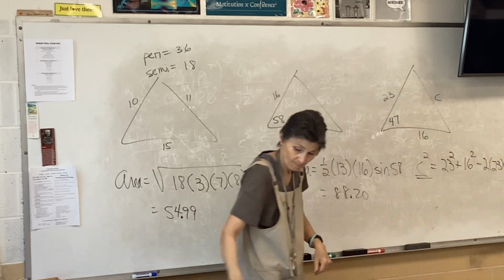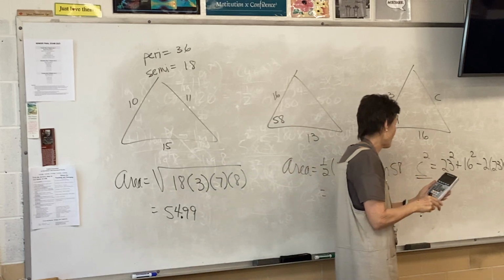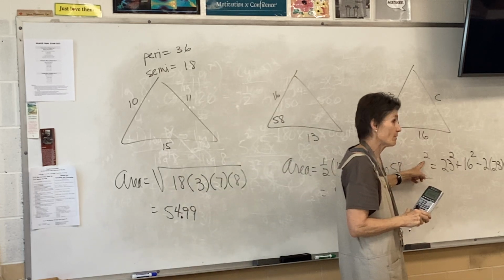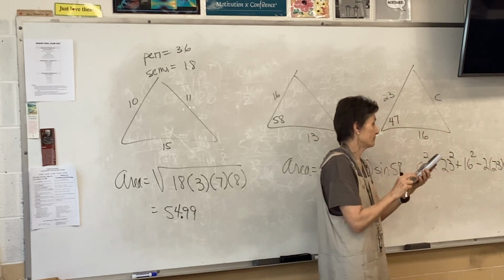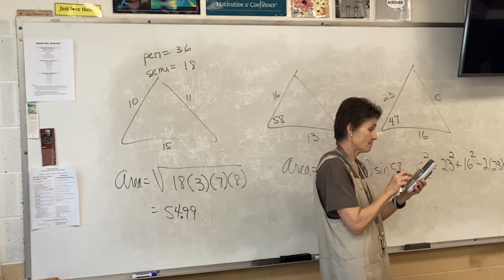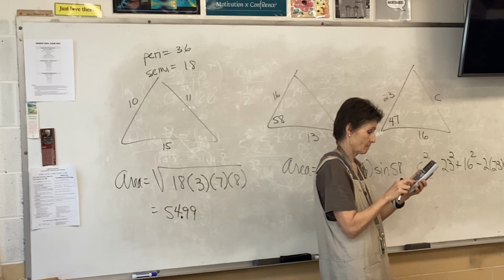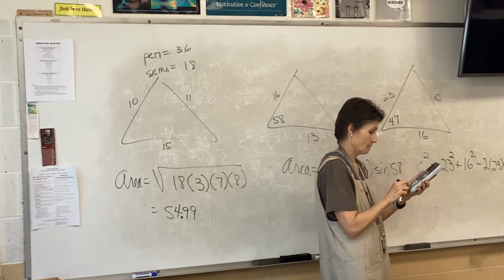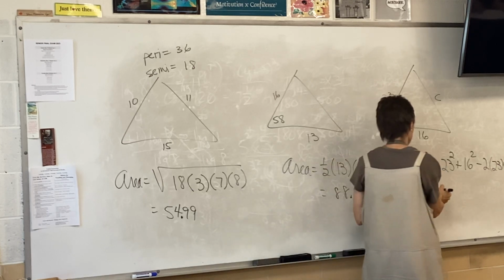Just crank them in. The tricky part about this is remembering that at the very end, after you get it all typed in, you have to square root it. We sometimes forget that. I got 16.82.